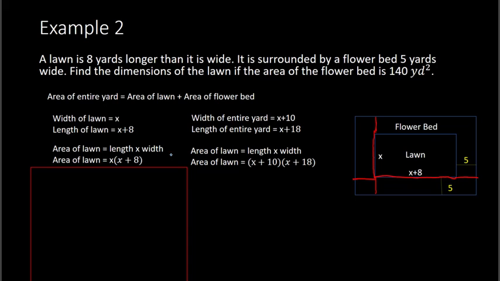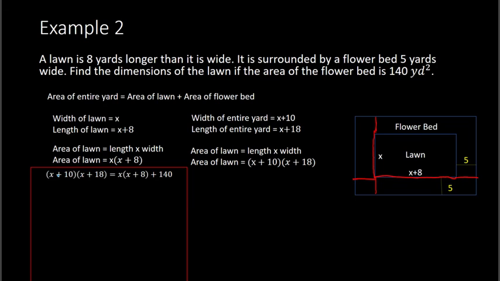So now putting it all together, the area of the entire yard is x plus 10 times x plus 18. That is equal to the area of the lawn, which was x times x plus 8, which is right here, plus the area of the flower bed, which is given to us as 140, so plus 140. So from here we can solve.